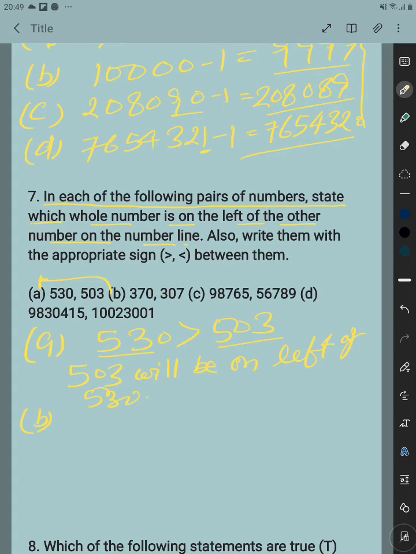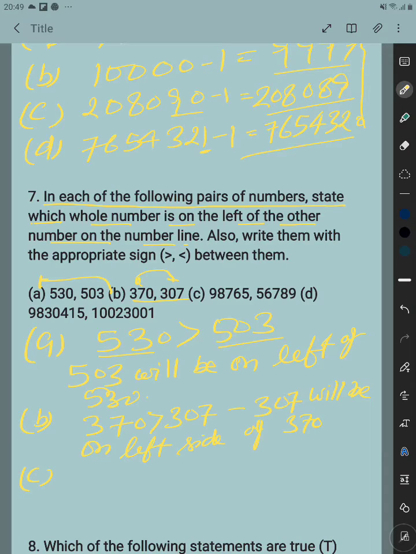Now coming to part B, here which one is greater? 370 is greater than 307. So this we have written, and here 307 will be on the left side of 370. This is the complete answer.